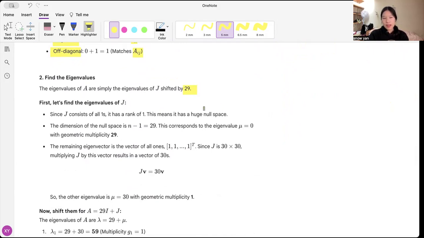That makes sense because if we imagine a matrix of all ones and do Gaussian elimination, every row below the first is 0, so it only has rank 1. So that means the null space has dimension 29, so the geometric multiplicity is 29. And then the remaining one has geometric multiplicity 1. So that's where we get the 29 and the 1.